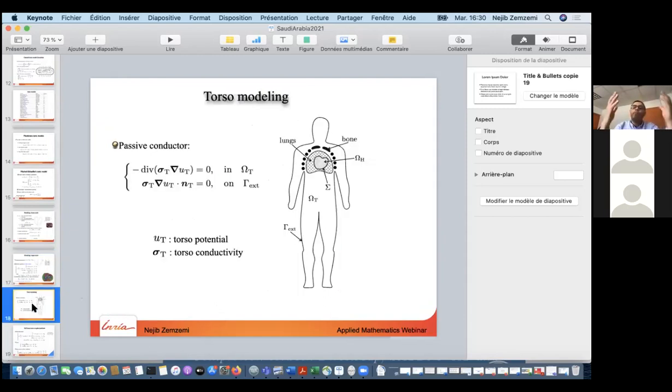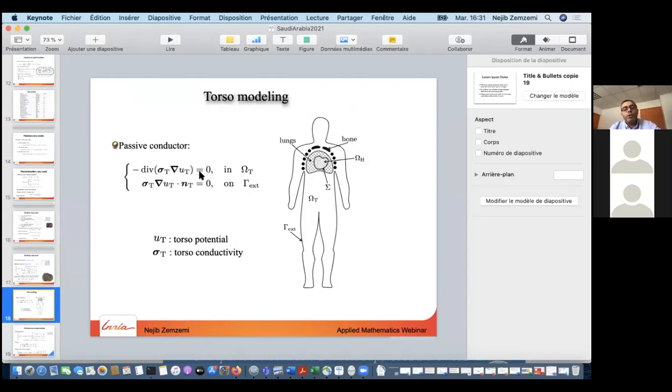Now, if you go further, because we want to simulate an electrocardiogram on the body surface, that means that you need to know how the electrical wave is represented in the torso domain. In the torso domain, we suppose that we have a passive conductor. There is no reaction in the torso, and that way you have the diffusion equation, like the Laplace equation, but you still have the conductivities here. They could be anisotropic and heterogeneous. And since we can suppose that the body is isolated from outside, the current does not flow outside.